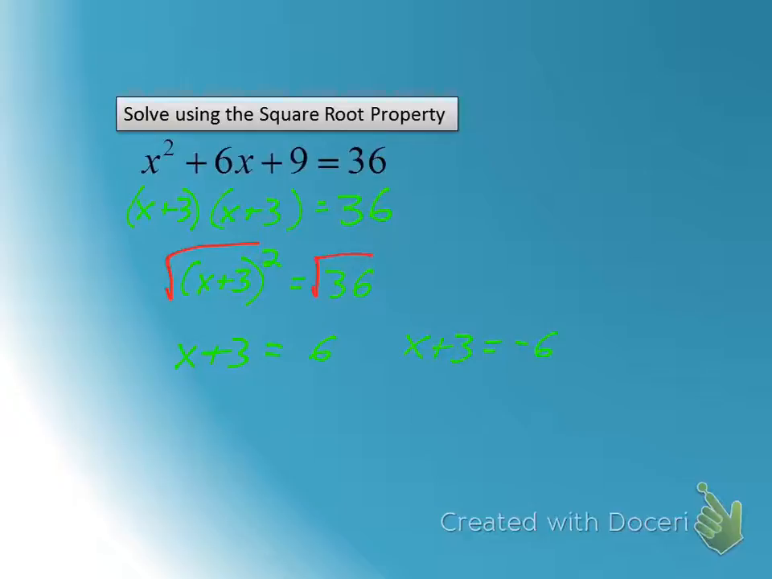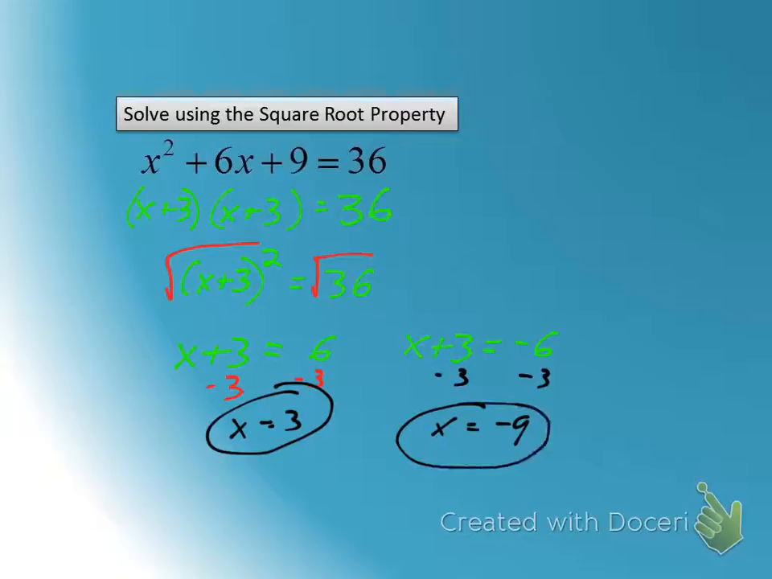Last step, solve each equation. So subtract 3 here. You get x equals 3. Subtract 3 here. You get x equals negative 9. And those 2 are your final answers.